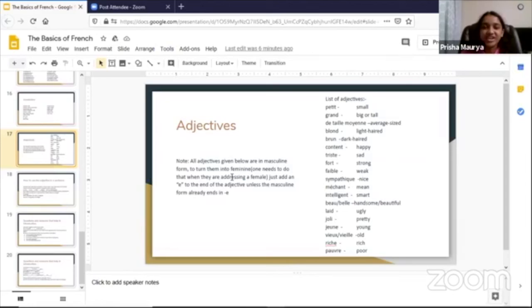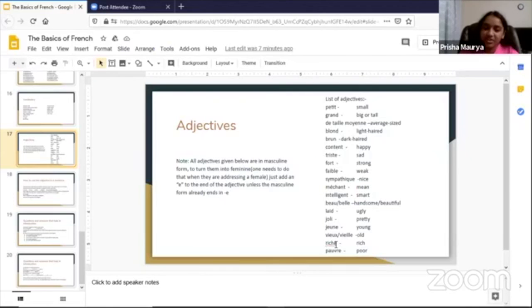Okay, so adjectives are what adjectives already do. They're used the same way in English as in any other language. Given all of these adjectives are in masculine form, you need to add an E to them to turn them into feminine, unless the masculine form already ends in E, like riche, you don't have to add an extra E to it. Oh my God. Sorry about that.